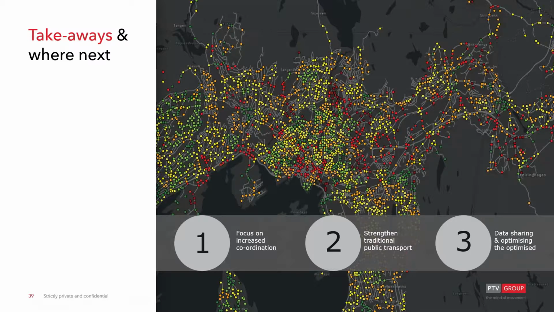And the last point, which could be contentious, is data sharing. You could imagine in any city more than one operator. They'll all be fighting for a bigger piece of the pie, but actually we can make the whole pie bigger if we share and we optimize. I don't know how that could be done, a city controller taking over, for example.